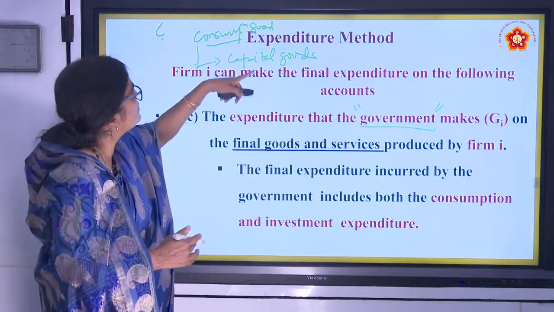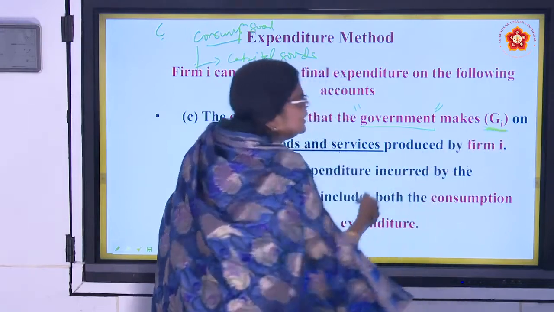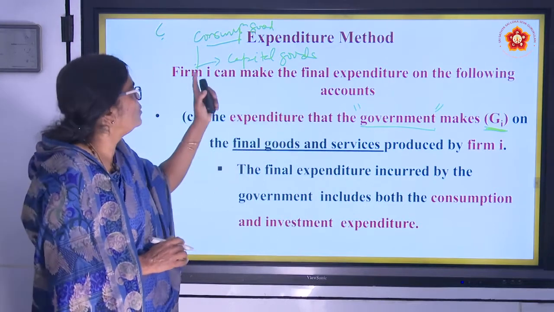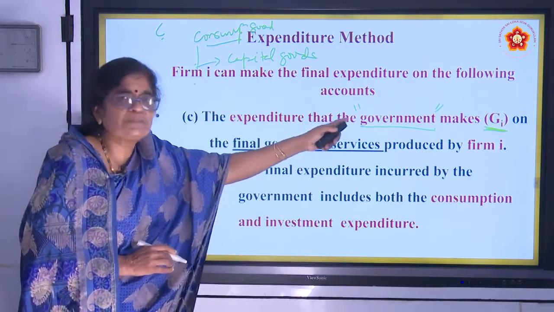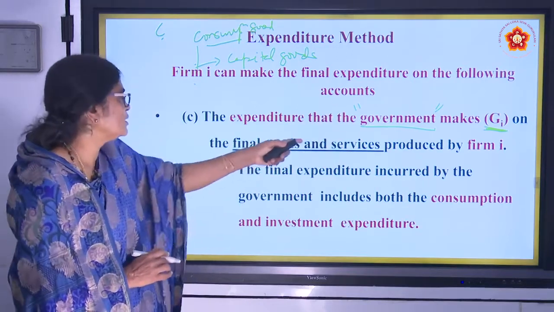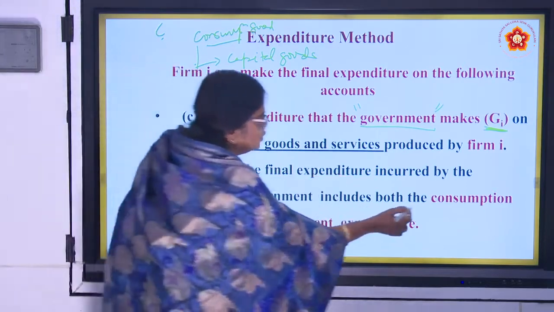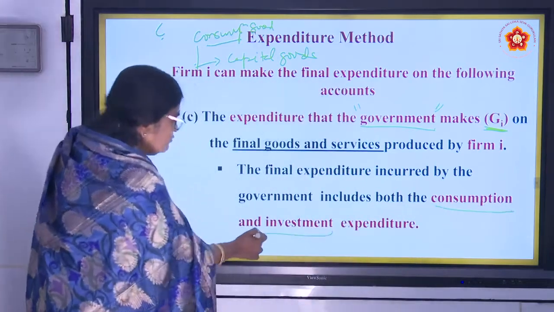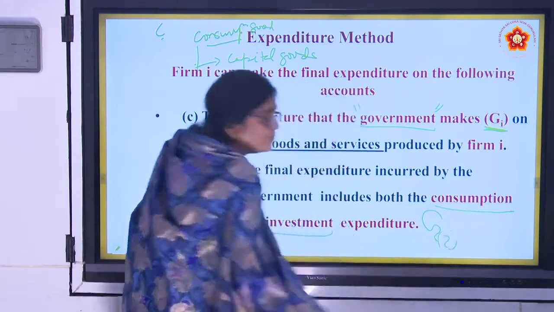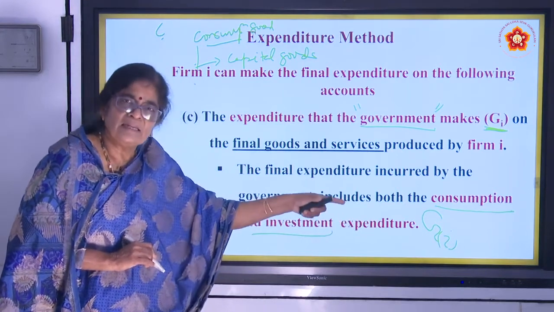That both the consumption and capital investment by the government is called GI. That means we assume both the goods are produced by firm I and the government spends on these goods. Therefore, government expenditure on the goods produced by firm I is called GI here. The final expenditure incurred by the government includes both consumption as well as investment expenditure, denoted by GI.